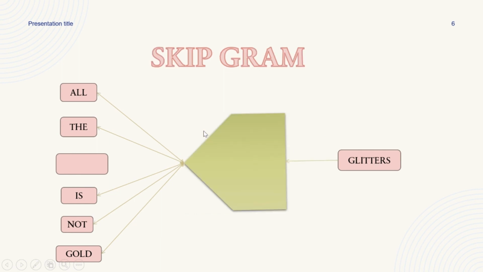Another approach is skip-gram, which is the inverse of the CBoW model. Here we are going to pass the middle word, which is glitters. So our neural network should predict something like all the, is not gold, the words surrounding the one we passed as input. What is the purpose of this? This way the neural network will try to understand which word has more correlation towards the other one, and it tries to map it in a way that we can represent in a two-dimensional vector in a pictorial representation.